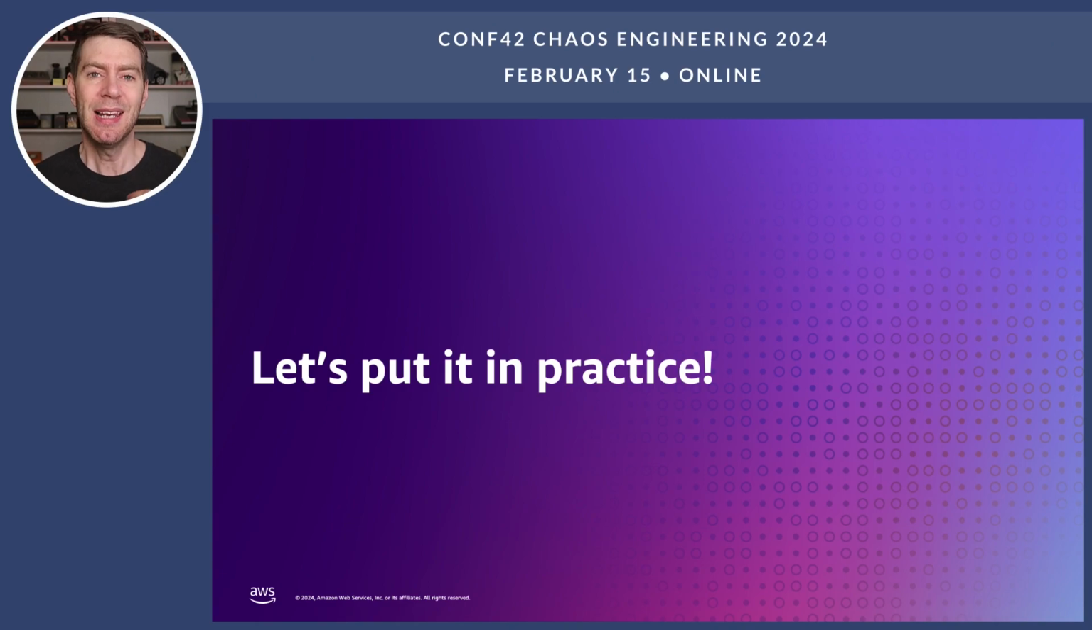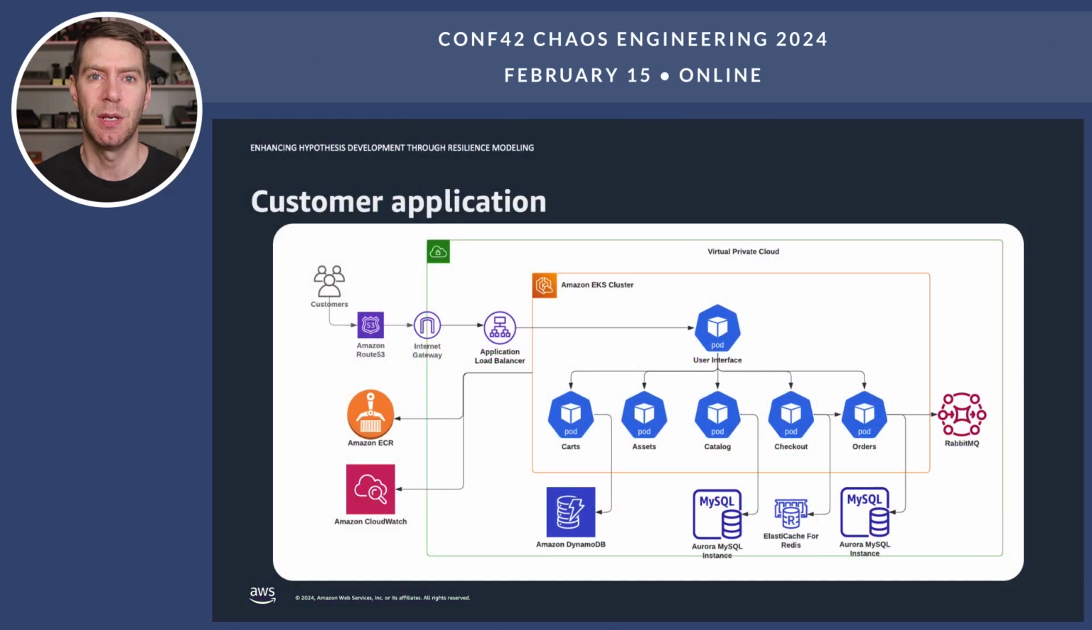So let's now use the rest of this time to begin building a resilience model that we can then use to create hypotheses. And we're going to use our online storefront. So this is an architecture diagram for an online storefront based on Kubernetes running in Amazon EKS. The application also uses DynamoDB, Aurora MySQL, Elasticache for Redis, and RabbitMQ.